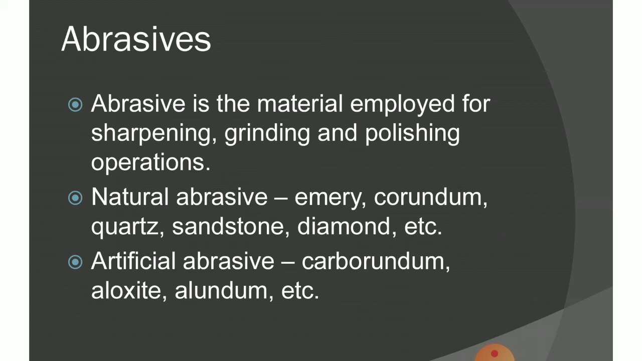That is why, as you can see here, there are two types of abrasive generally used. One of them is natural abrasive and another one is artificial abrasive. The abrasive is the material employed for sharpening, grinding and polishing operations. Natural abrasives are emery, corundum, quartz, sandstone, and even diamond is also used, right?